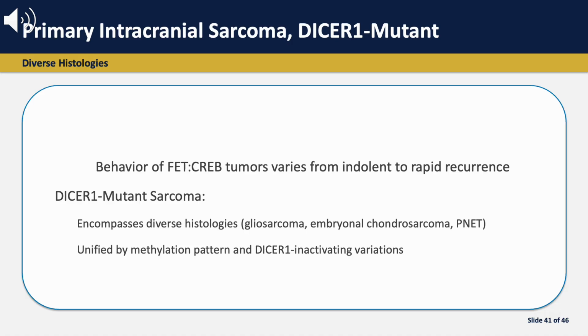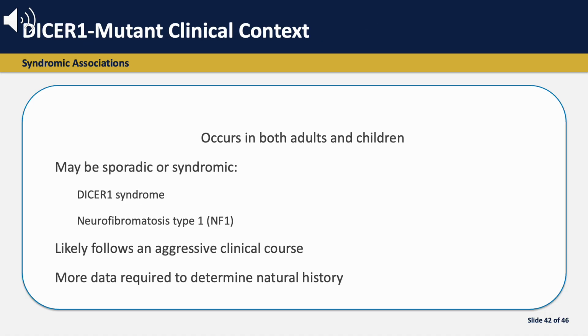and primitive neuroectodermal tumors unified by their methylation pattern and DICER1 inactivating variations. These tumors have been described in both adults and children, where they may occur sporadically or in the setting of both DICER1 syndrome and neurofibromatosis type 1. Although these tumors likely follow an aggressive clinical course, more data are required to determine their natural history.